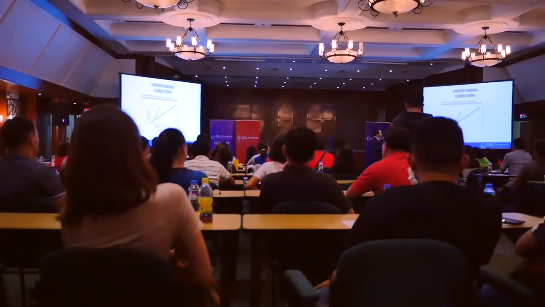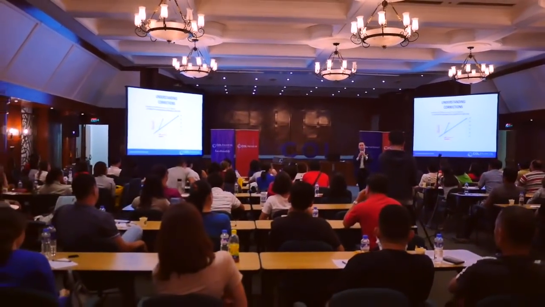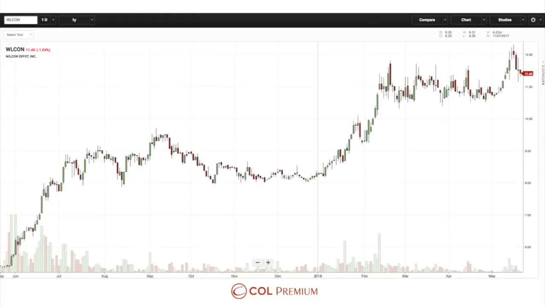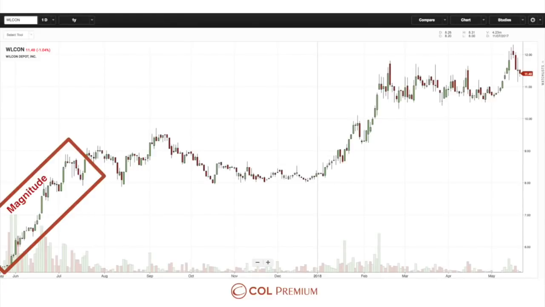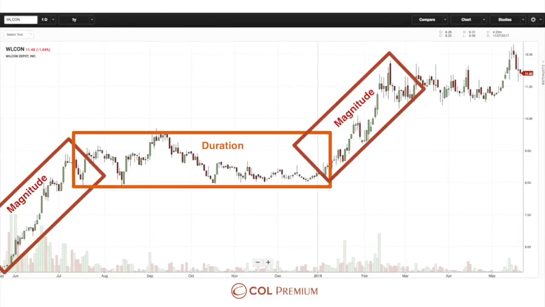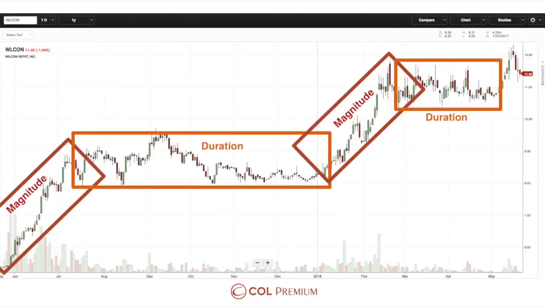We're talking about uptrend, so I'm going to use an uptrend example. Let's go to Wilcon. It's a good example of magnitude and duration. Let's put it on 1 year. Do you guys see magnitude and duration? Magnitude going up, and then we have a sideways duration, magnitude, duration. Why do these durations happen? Because people are profit taking.